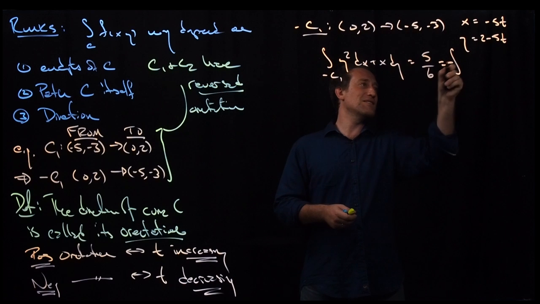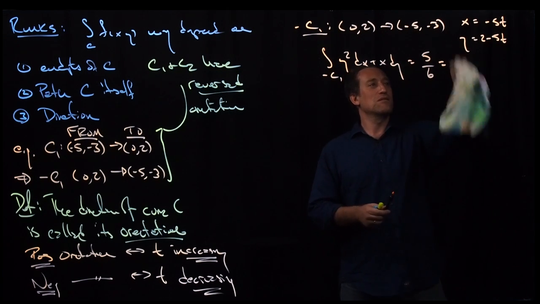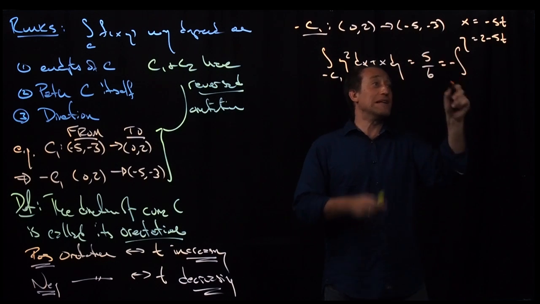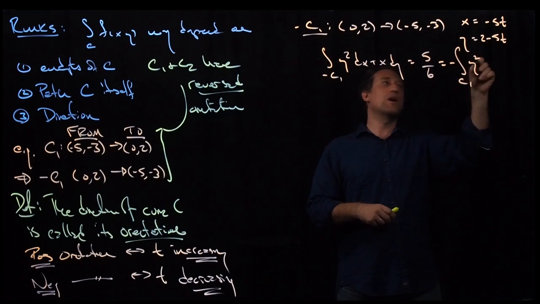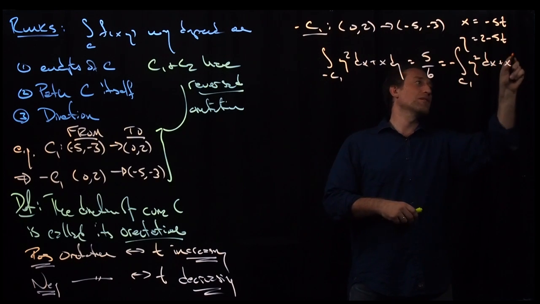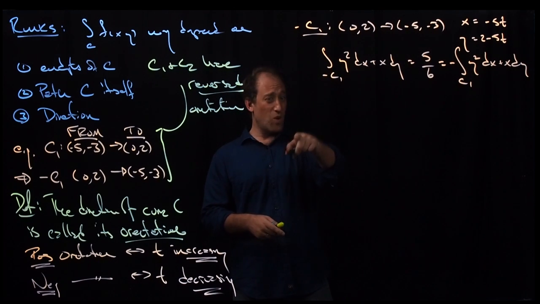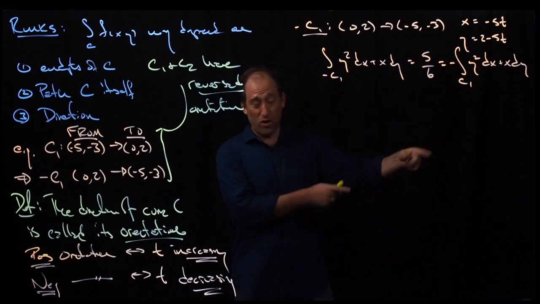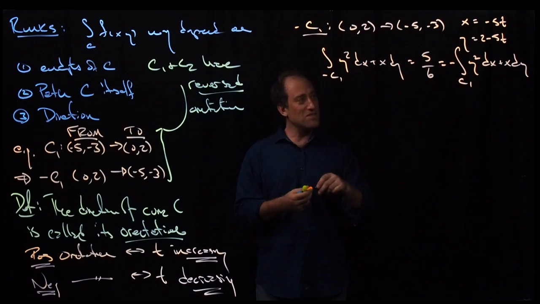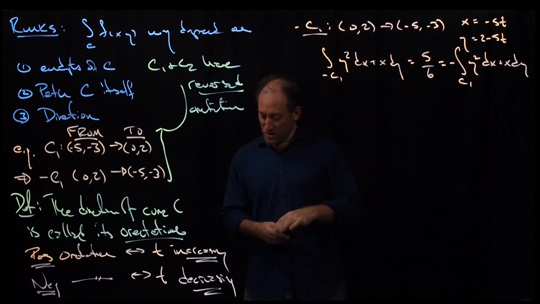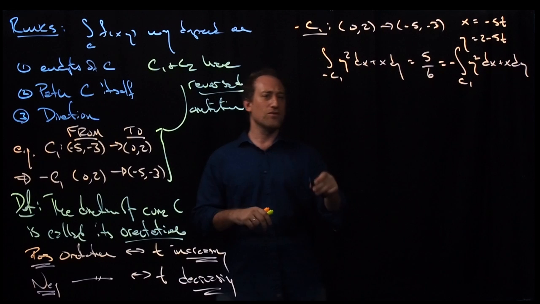Namely, this is negative the integral over C1 with positive orientation of y squared dx plus x dy. So the integral over C1 with negative orientation is negative the integral over C1 with positive orientation. Let me put all of this together. These have reversed orientation.